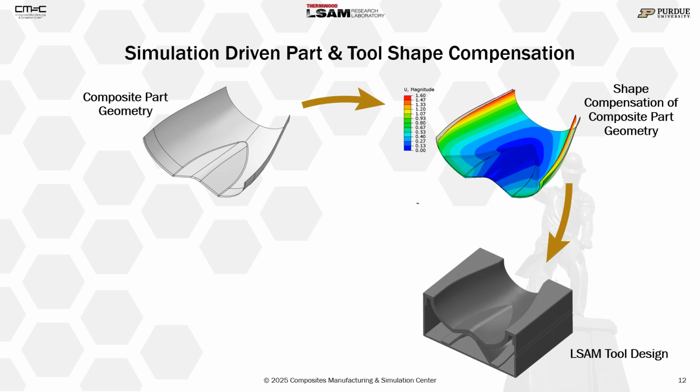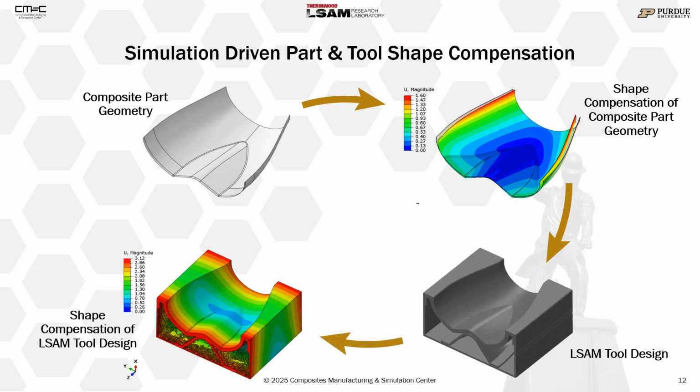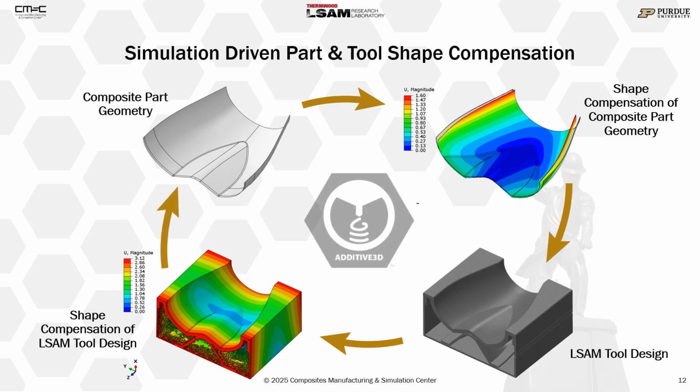But again, the printed material is also anisotropic. So we predicted the shape change of a printed tool as the temperature is raised from ambient to the autoclave temperature. And then we carried out an analysis where we integrated both the part and the tool, as well as their corresponding interactions, to ensure that we produce the right composite part geometry.